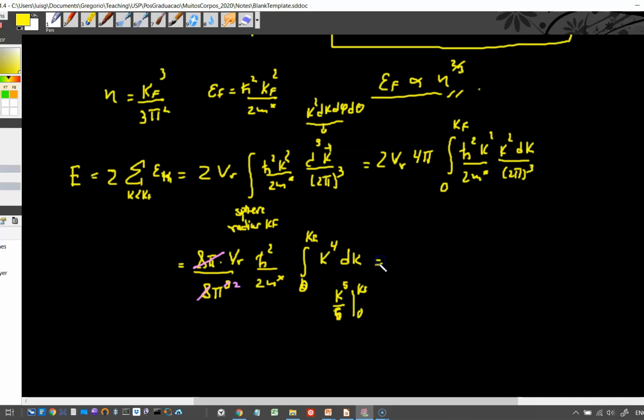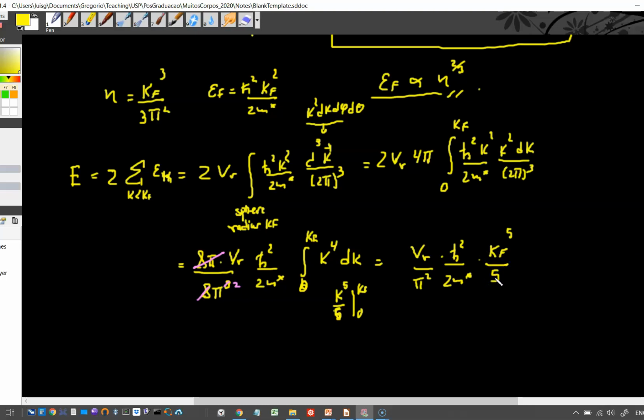So this gives me, let's go back here. So there's going to be this volume times h bar square. There's going to be a pi square here, 2m star. Am I missing something? No, that's it. Times kf to the 5th over 5. All right? Okay.